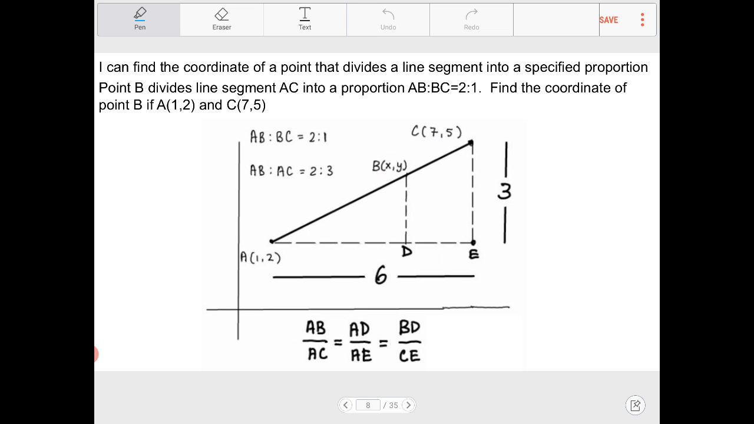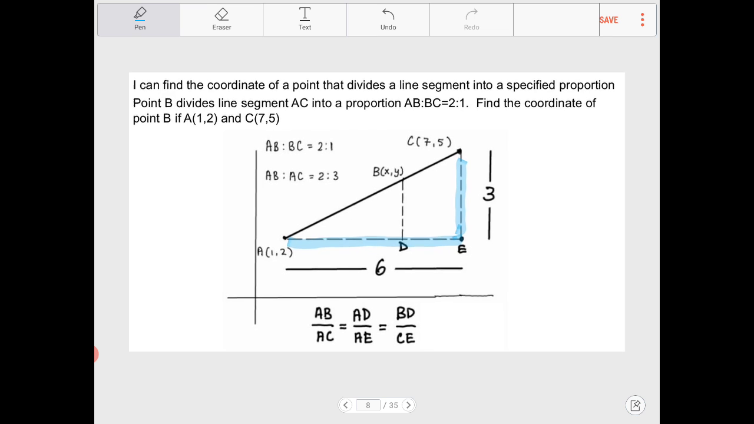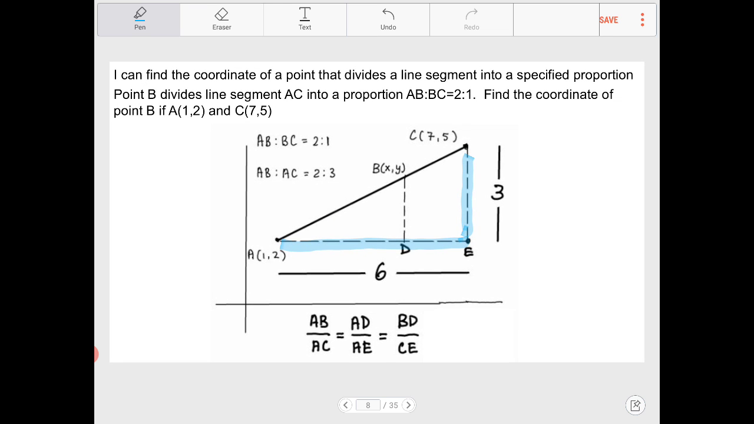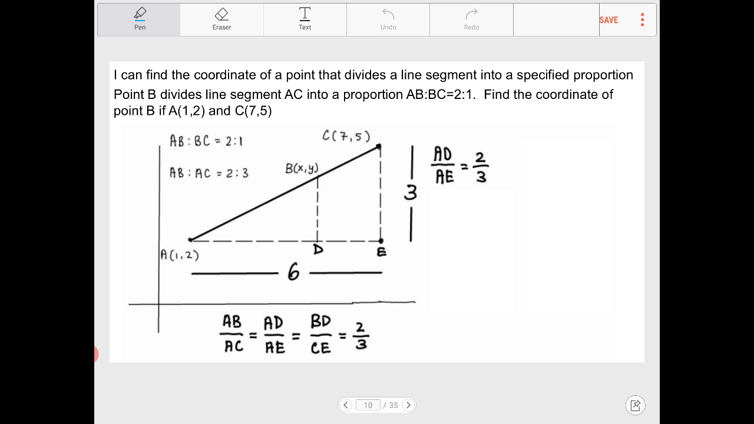So recognizing that they all share a proportion of 2/3, I can easily establish, knowing that this length right here is 6 and this length is 3, because I just found the change in y and change in x, I can set up the proportion. AD to AE should be 2/3, and I know the length of AE. AE is 6, so AD is 2/3 of AE, which is 4.